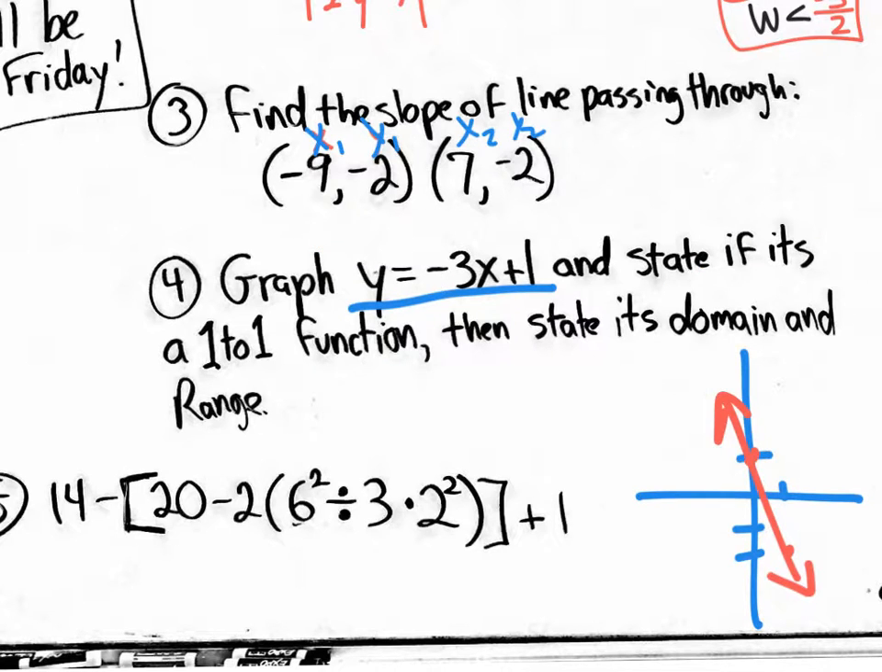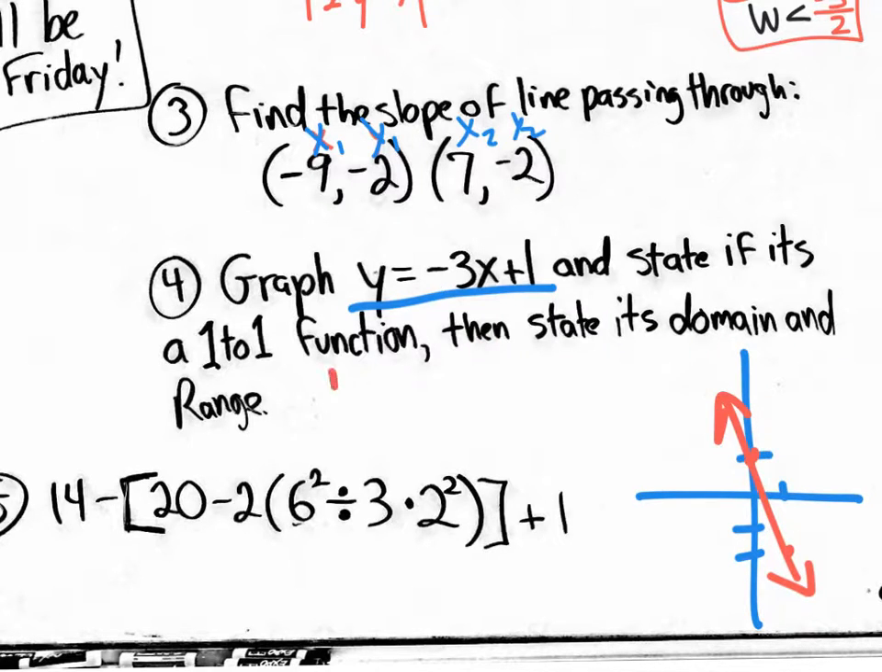Let's state if it's a one-to-one function. Do you guys remember one-to-one function? Yes. It has to pass the vertical line test and also the horizontal line test in order for it to be a one-to-one. So is this a one-to-one? Yes. Any vertical line is only going to touch it once. Any horizontal line only touches it once. So yes, it's one-to-one. Okay. What else? Then state its domain and range.